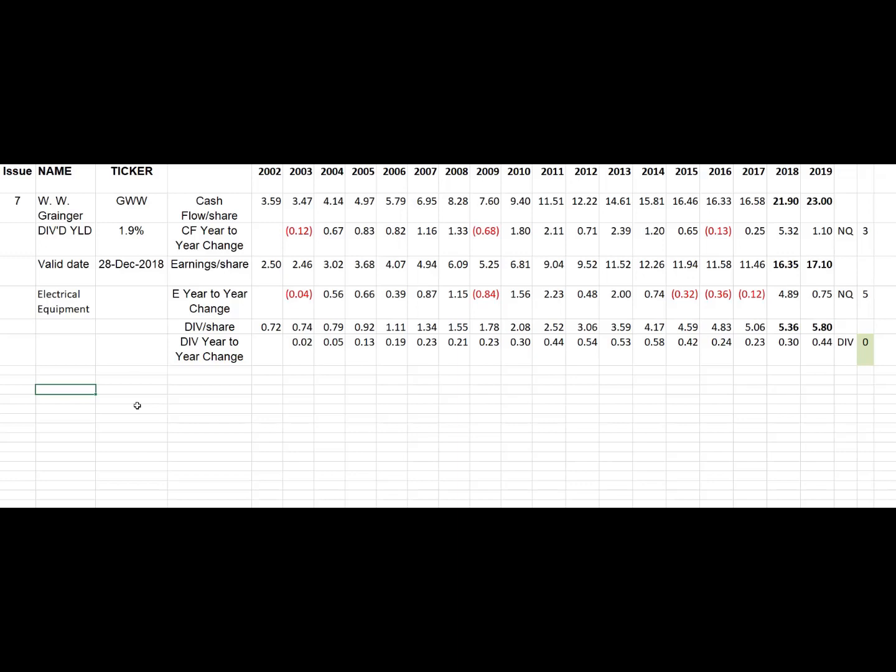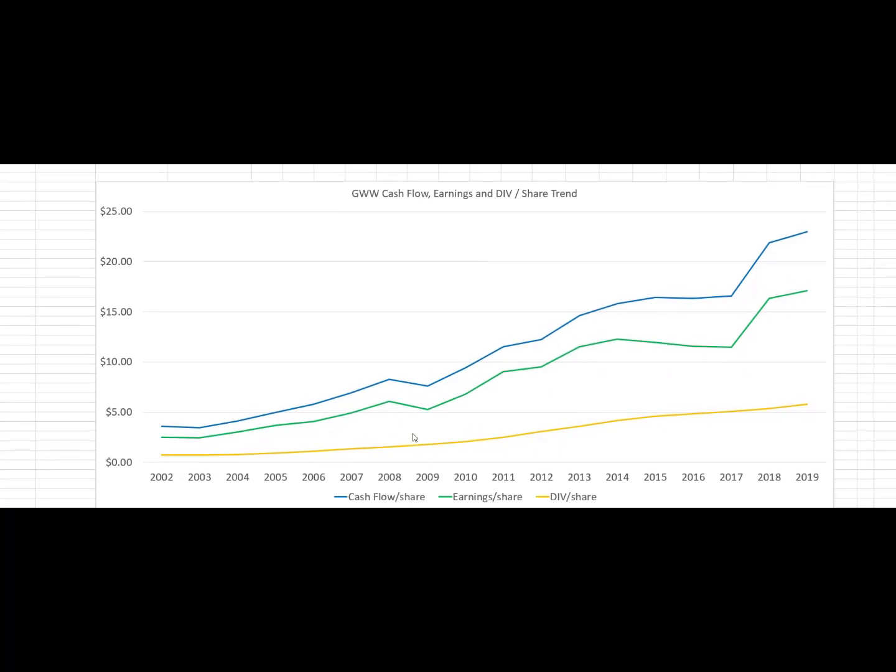W.W. Grainger, ticker symbol GWW. That can get confusing when you put it into your list and you're trying to find it because it is under G or W. I'm not sure why they do it like that. Anyway, they are throwing off 1.9% and they are a Div 0. Again, 17 years of increasing dividends per share, but cash flow and earnings per share didn't make the grade.